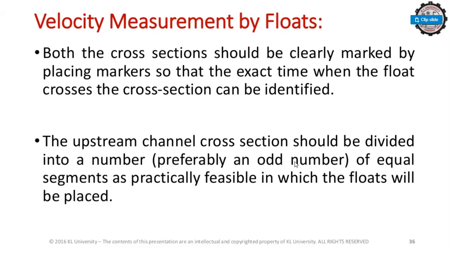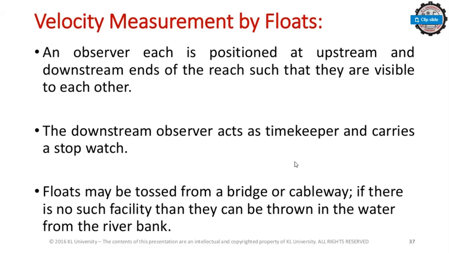The upstream channel cross section should be divided into a number, preferably an odd number, of equal segments as practically feasible, in which the floats will be placed. An observer each is positioned at the upstream and downstream ends of the reach such that they are visible to each other. The downstream observer acts as timekeeper and carries a stopwatch.